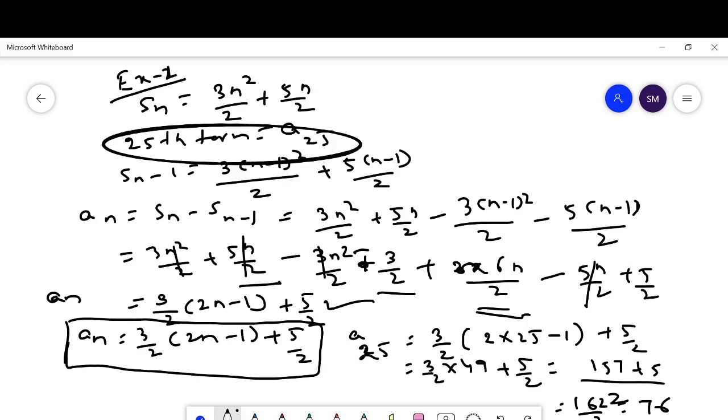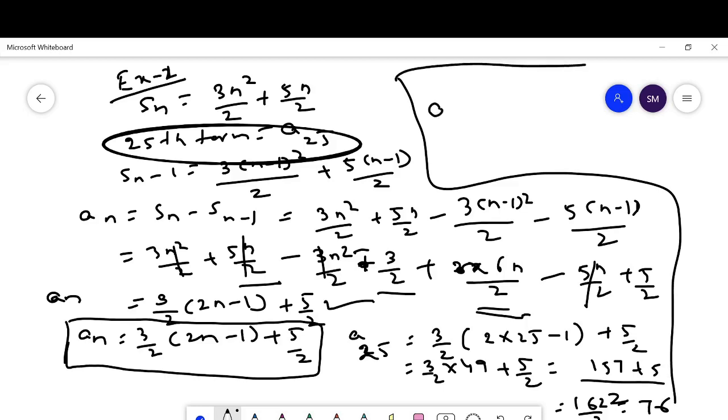Then by solving this we come to the conclusion that the 25th term, a of 25, is equal to 76. This is the answer. Here in the question Sn, the sum of n terms, is given. Then we have to find an, the 25th term, a25. Since Sn is given, we take Sn minus 1. What is an? The nth term. an is equal to Sn minus Sn minus 1.